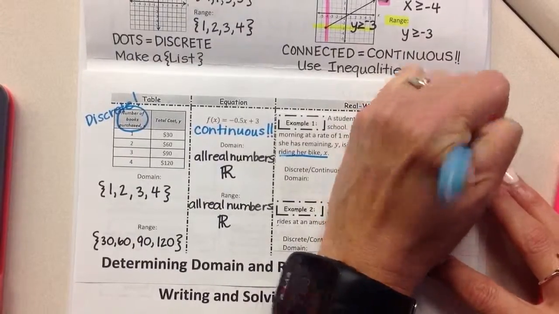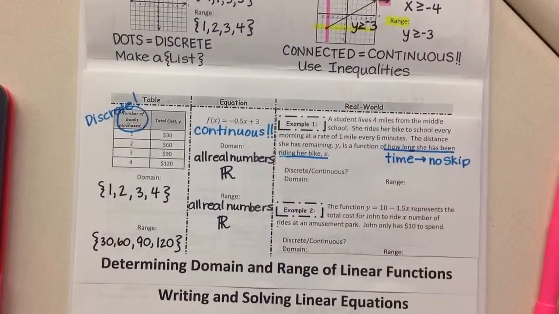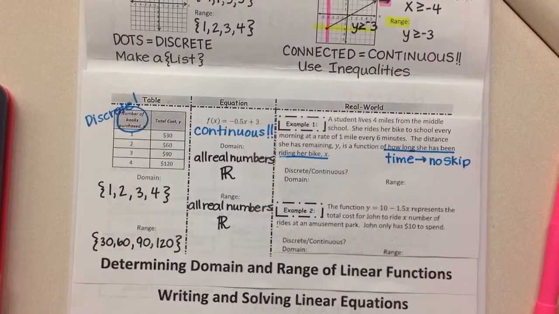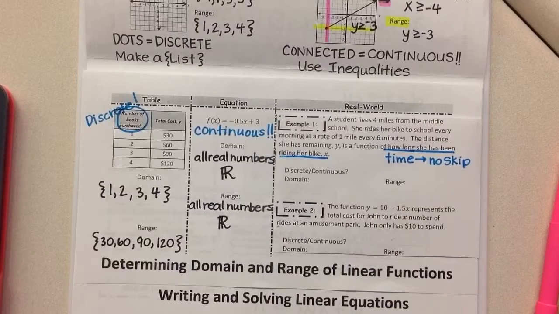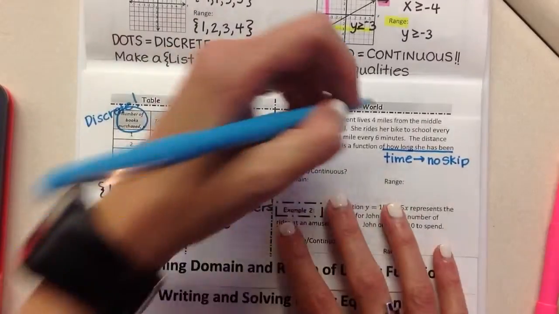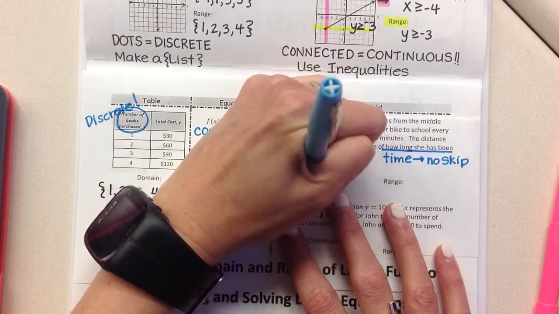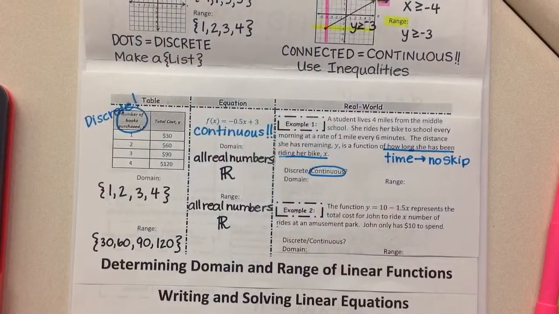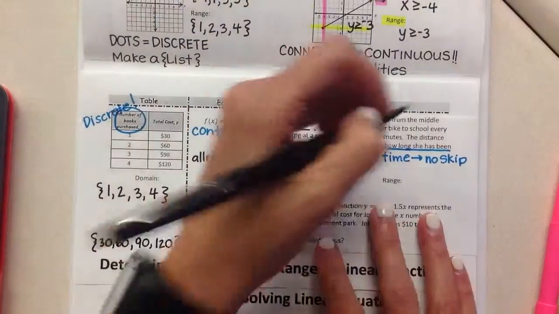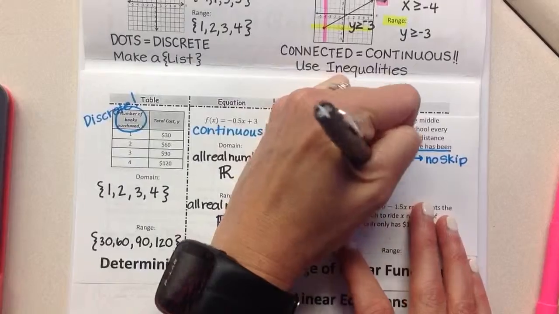If you are running a race with your friend, and they are timing you from start to finish, that stopwatch is using every place value for time from the time you start the race till the time you cross the finish line. It's not going to leave out any time numbers. So this would be a continuous domain, which means I'm going to use my greater than, less thans. But first I need to figure out some values.